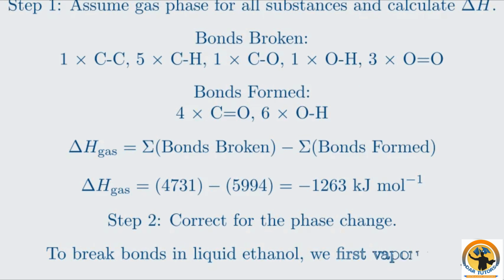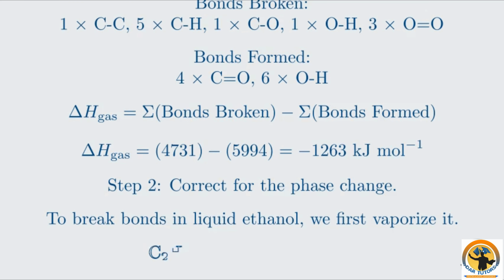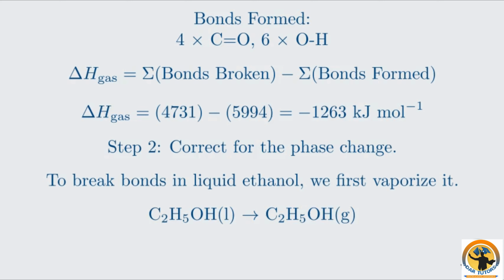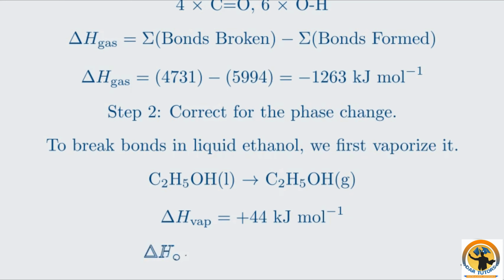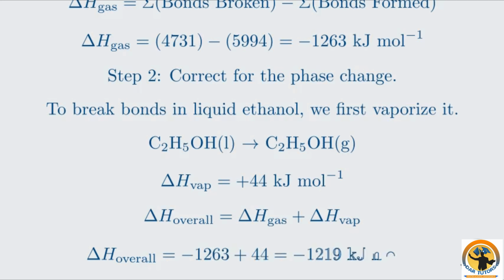We are breaking bonds in liquid ethanol. This means we first need to input the energy required to vaporize it. This vaporization step requires 44 kJ per mole of ethanol, and it's an endothermic process. Therefore, we must add this energy to our overall enthalpy change. The final corrected enthalpy change for the combustion of liquid ethanol is -1219 kJ per mole.